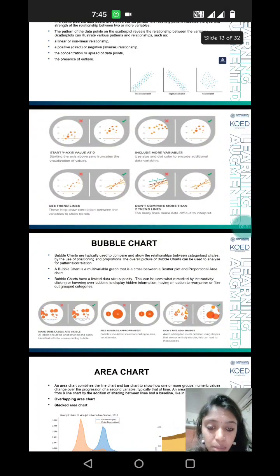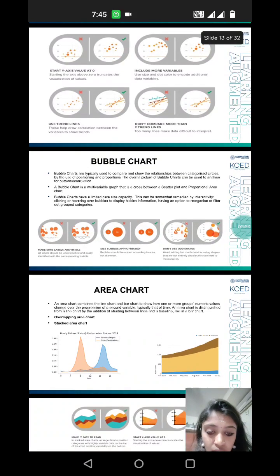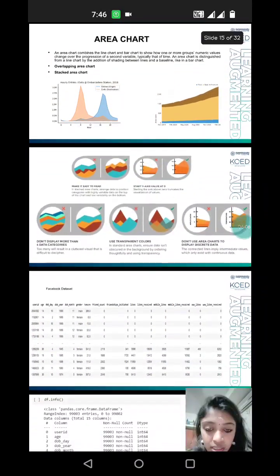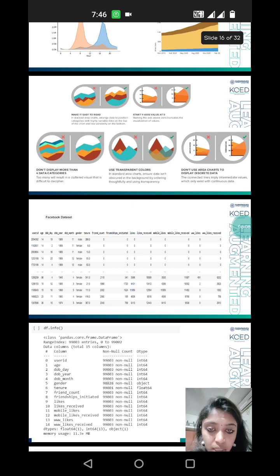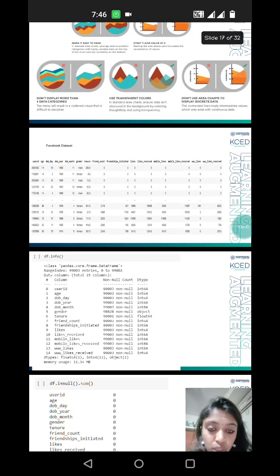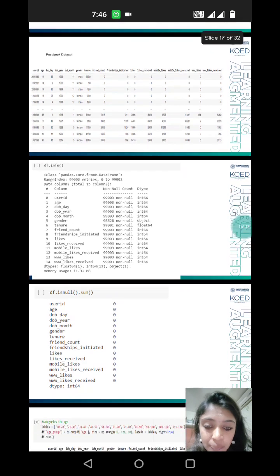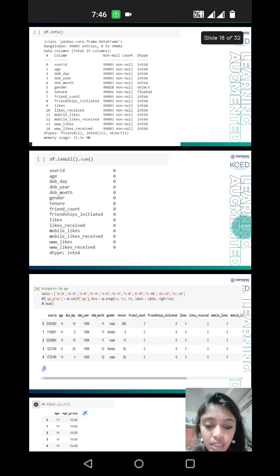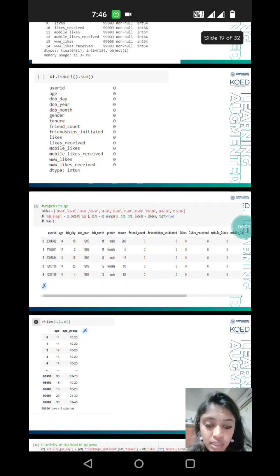The final ones are bubble chart and area chart. An area chart is used for analyzing a few things over a geographical area. That's what an area chart is used for. And here are the example data set and how the information has been derived, and where it has been found that there are no null entities or data in it, and a few other more. And that's it.